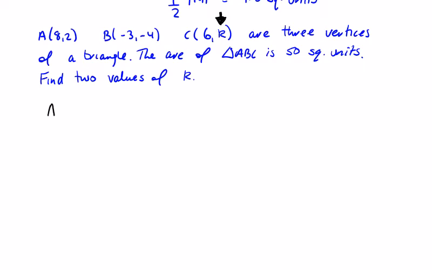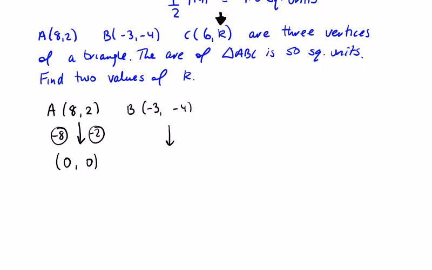Okay. We can move either A or B to 0, 0. I'm going to move A just because it's the first point. So moving A to 0, 0, I'm going down 8 and I'm going down 2. So B is going to translate to down 8 from minus 3 is minus 11, and down 2 from minus 4 is minus 6.